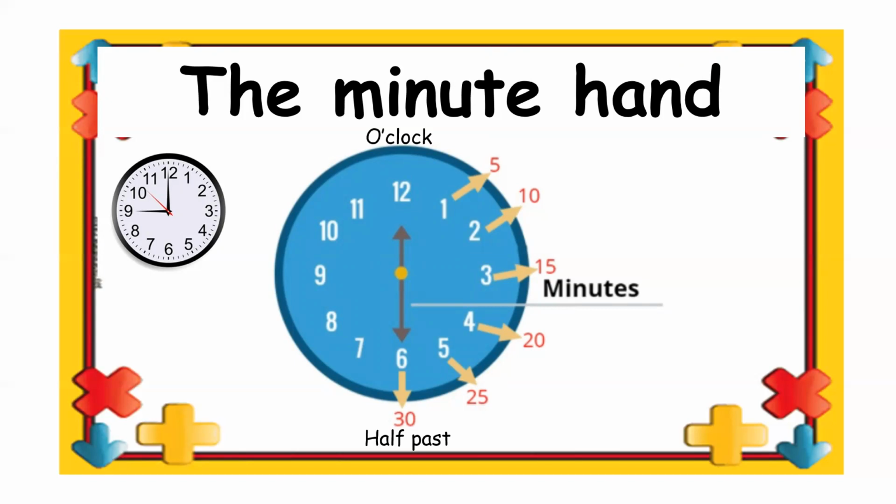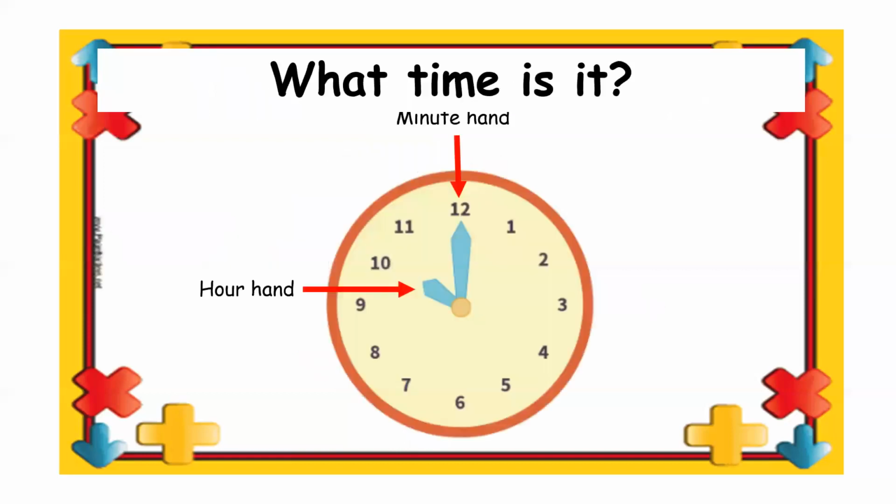When the minute hand travels all the way around the clock, it has traveled for a full hour, and we call it o'clock. Remember that the short hand is the hour hand, and the long hand is the minute hand. So, which number is the hour hand pointing at? Excellent. It is pointing at 10. How about the minute hand? Yes, it is pointing at 12.